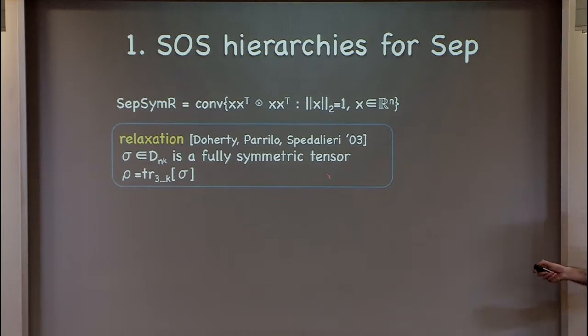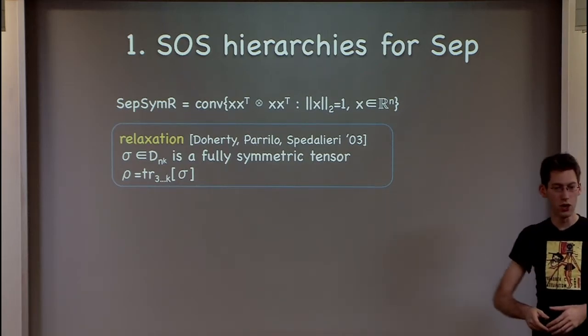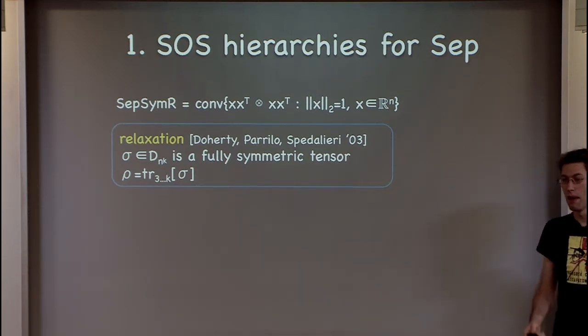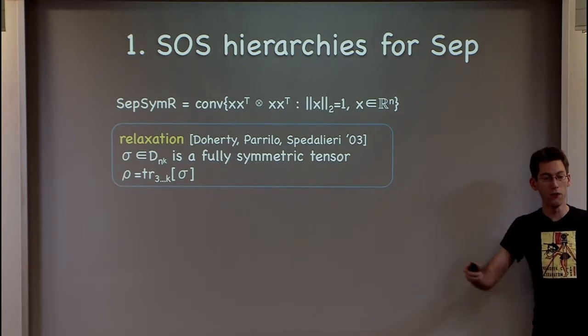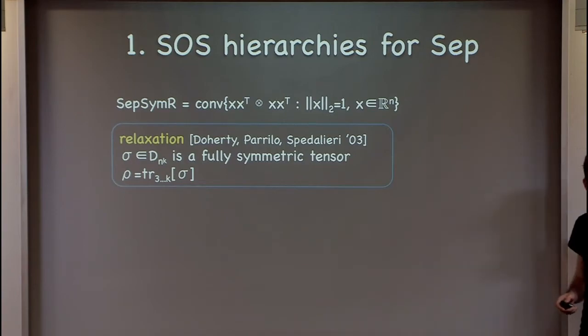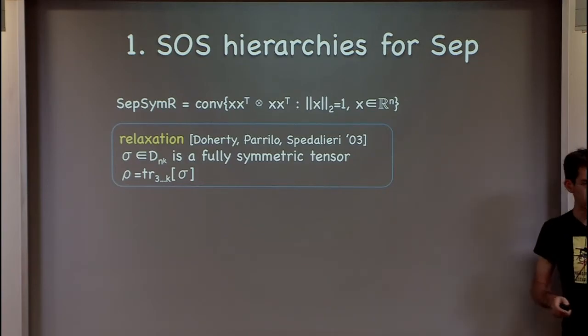And the natural SOS relaxation is to consider all the degree k monomials and to give some opinion about what all of their expectations should be. These are the pseudo-expectations that you heard about from, I guess, John and maybe David and maybe other people too.